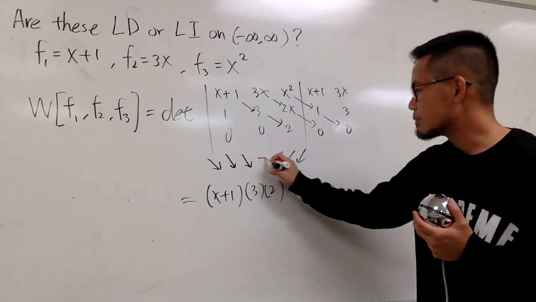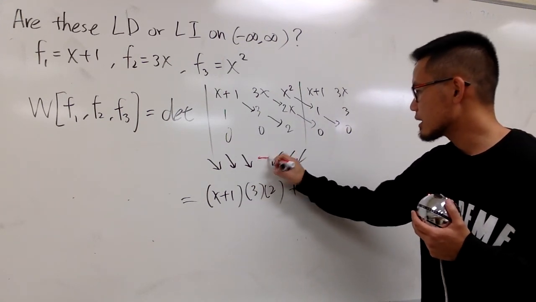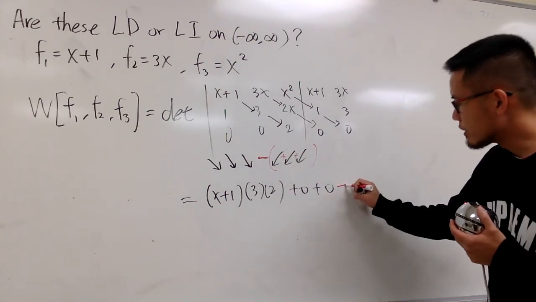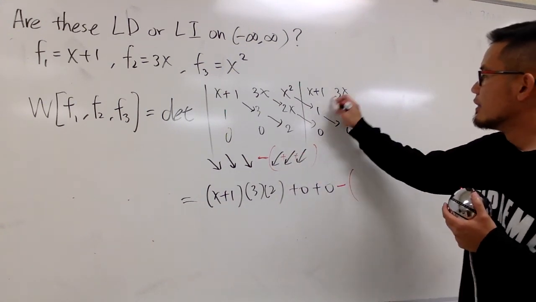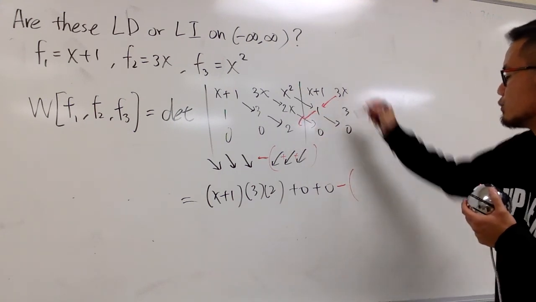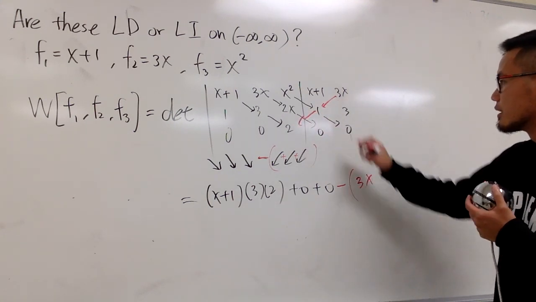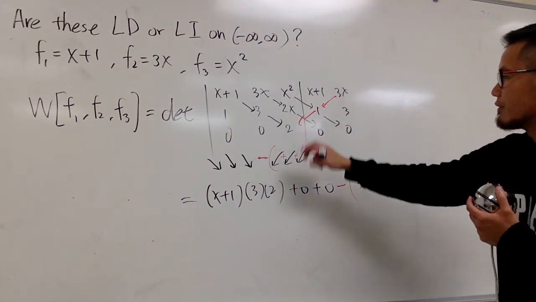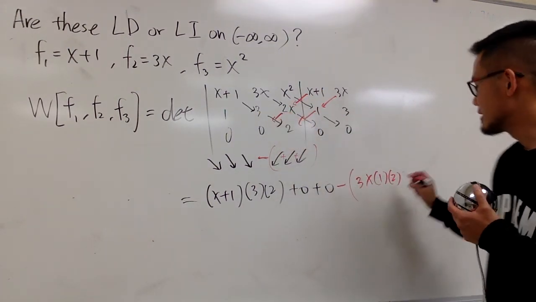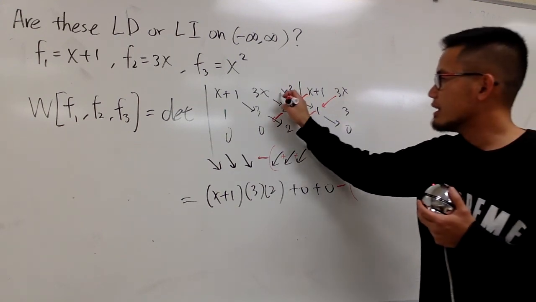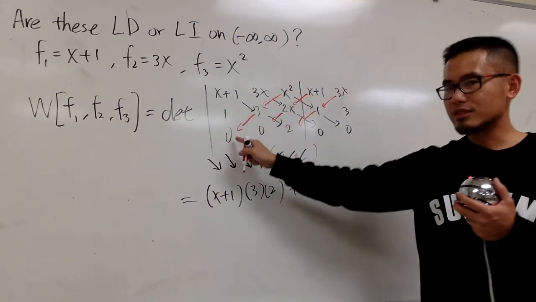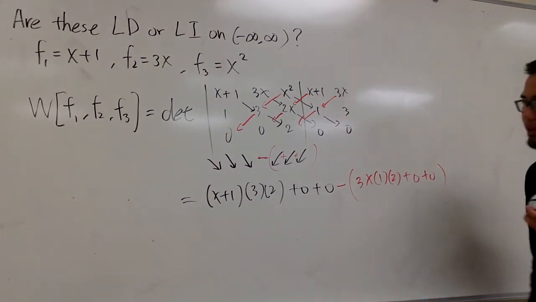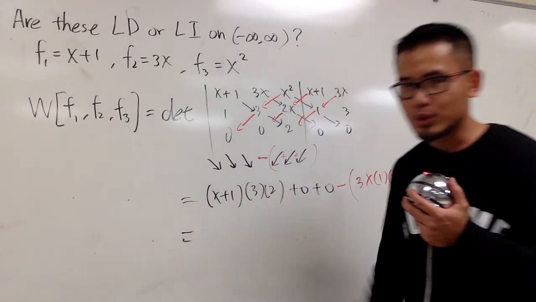And now I will subtract, right? I will subtract the whole thing right here, and inside is technically plus. So I will subtract this right here. And this, that. 3x times 1 times 2. And then next I have this, that, which is 0. And then this, that. Because of this 0, it's wonderful, right? So plus 0 again.